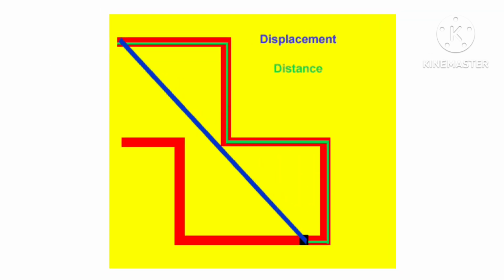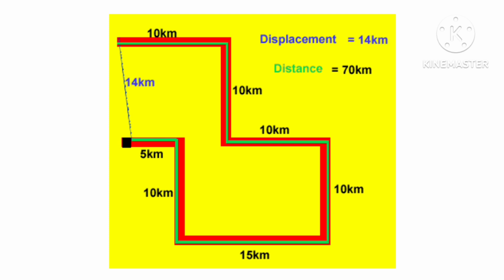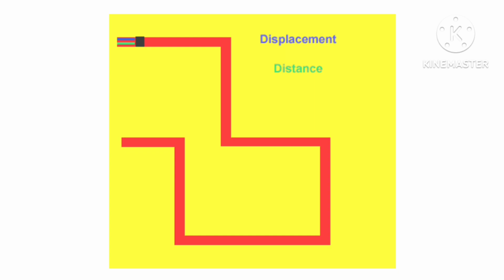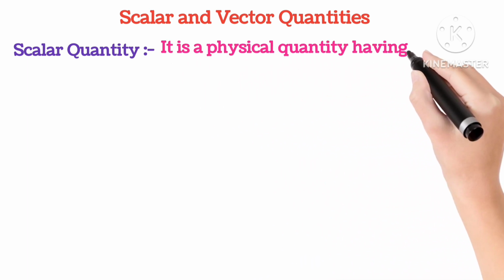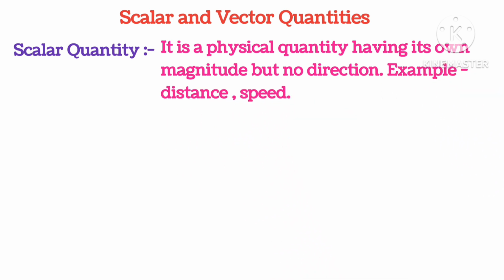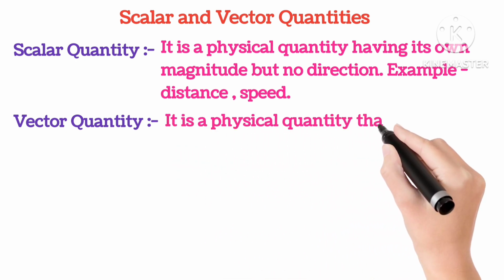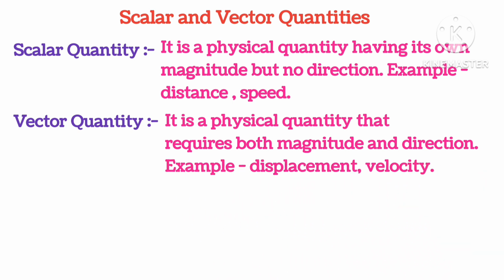So here you can see the path taken by the green line shows the distance, which is equal to 70 kilometers, while the blue part shows the displacement, which is 14 kilometers. Scalar and vector quantities. Scalar quantity is the physical quantity having its own magnitude but no direction. Example, distance and speed. Vector quantity is the physical quantity that requires both magnitude and direction. Example, displacement and velocity.